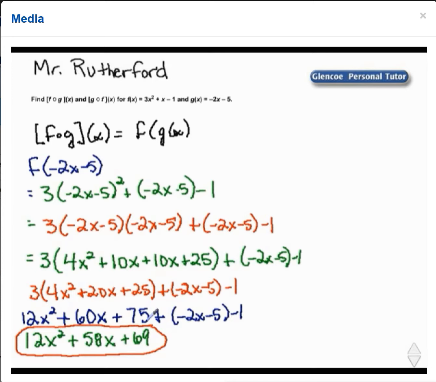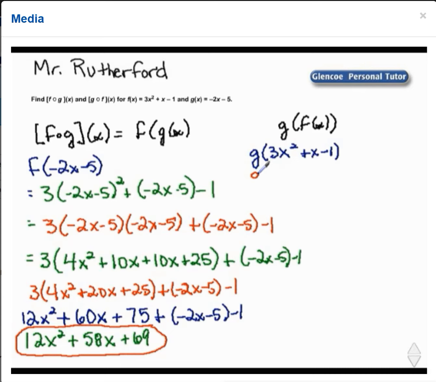Next, it asks us to find the composition of g and f. So this is going to be g of f of x. So what we have here is our g of f of x, and our f of x is 3x squared plus x minus 1. So we're going to substitute the 3x squared plus x minus 1 into our g of x wherever x is located. Notice we just have one x in the g of x. So this part won't be quite as complicated as the last.